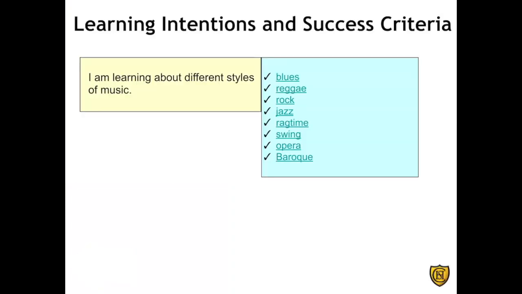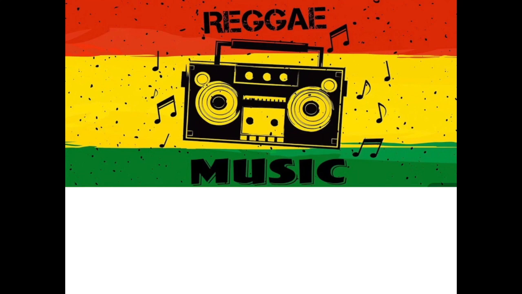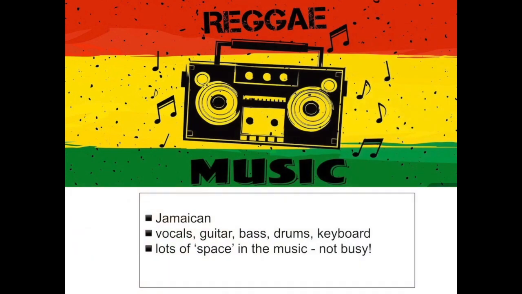Alright, let's look at reggae music. Reggae is a unique form of rock music which originated in Jamaica. It has its roots in a number of other musical styles. You can hear the influence of Jamaican music as well as American rhythm and blues, which would have been easily picked up in Jamaica in the days of early radio.